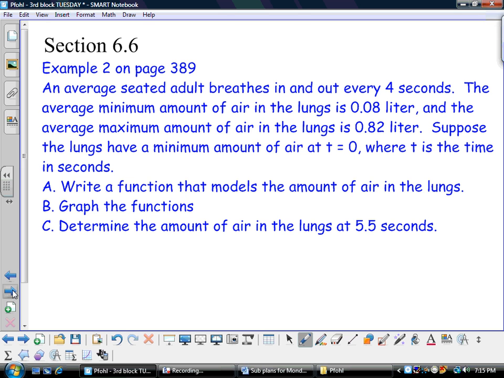The main points that I would write down are: a seated adult breathes in and out every 4 seconds. The average minimum is 0.08 liters. The average maximum is 0.82. And suppose you have a minimum amount of air at time equals 0. Take a minute to write down those important parts.